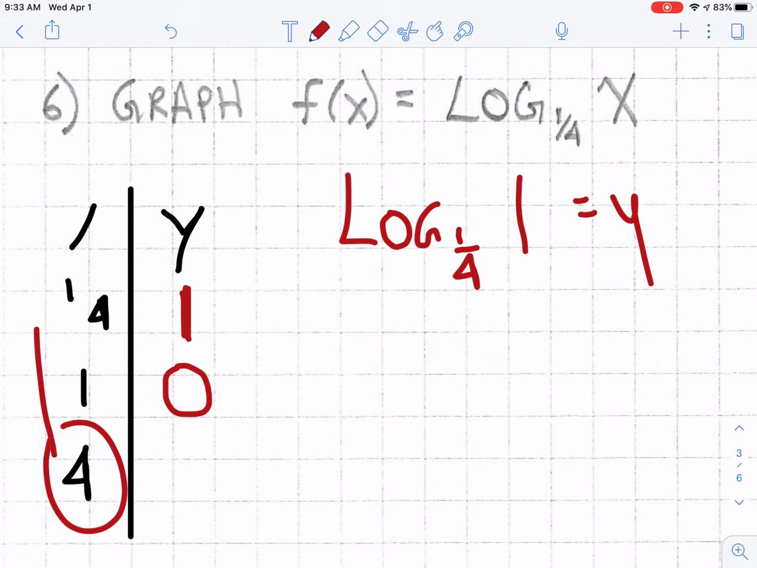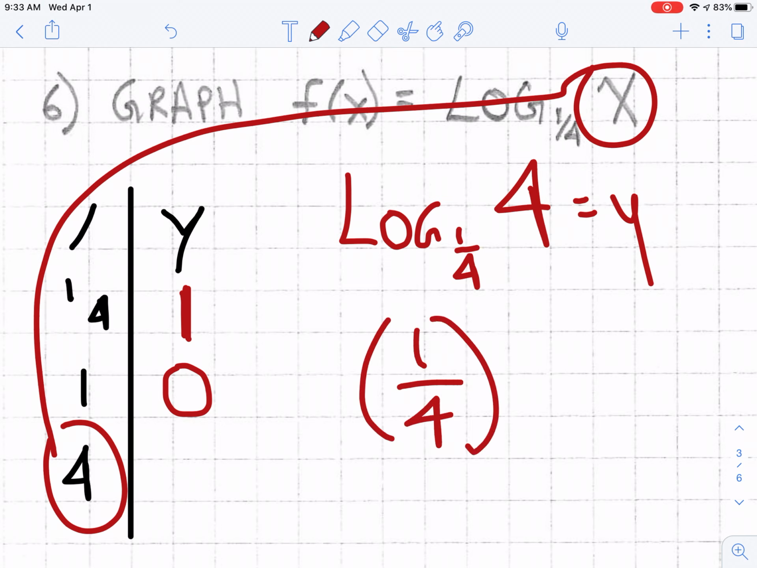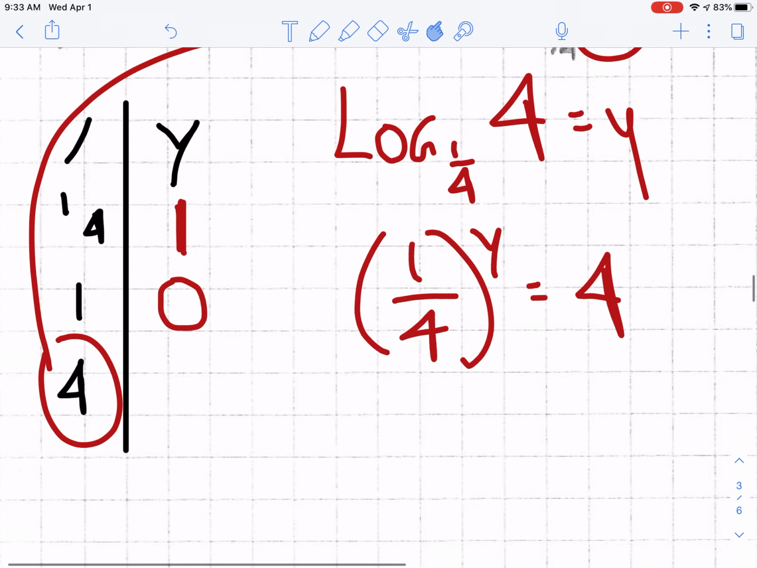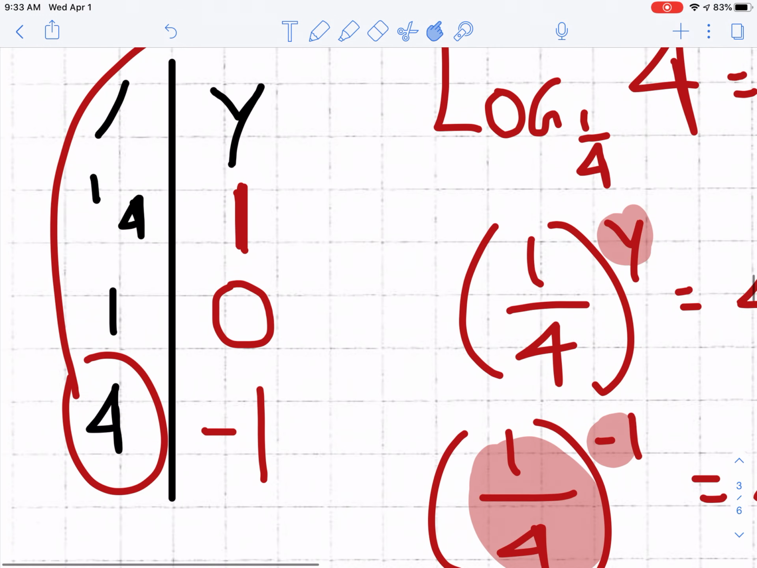Now let's take 4 and put it here. So log base 1/4 of 4 equals y. Write it in the other form. You get 1/4 to the y power equals 4. Okay? Well, let's think about that one. What exponent would y need to be? We need to figure out what that would need to be. Well, if you guys recall, when you put -1 there, it's going to flip this whole thing upside down and make it to the positive 1 power. You flip it upside down, you have 4. So the answer is -1. So there's our values that we're going to graph.